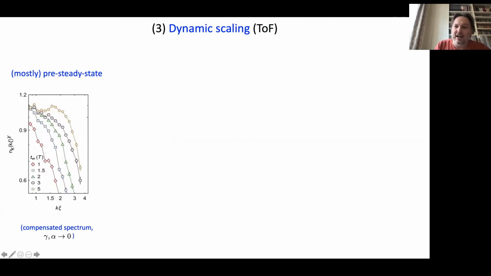So now the cascade front has formed. We have an isotropic distribution. We want to see how it propagates in time. So this is essentially zooming in on the cascade front, and it's mostly pre-steady state, except the last orange data, which is actually already in steady state. And it's a composited spectrum, which means that basically we have taken alpha and gamma to 0, and the beta is the only exponent that is left to matter, which determines the other 2, if you like.